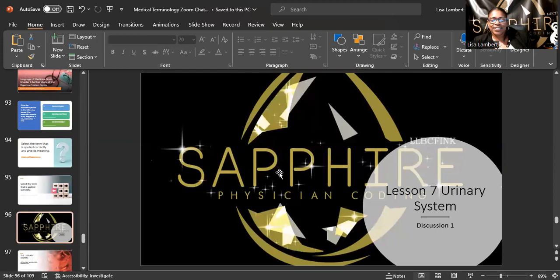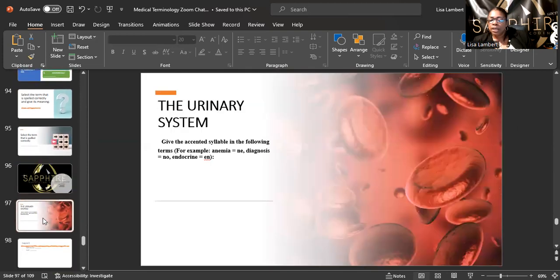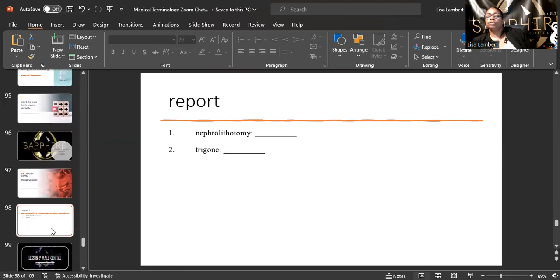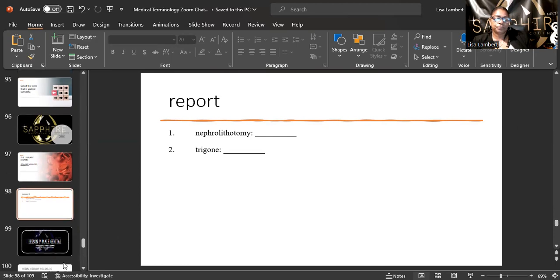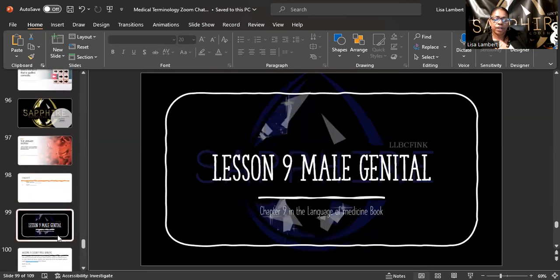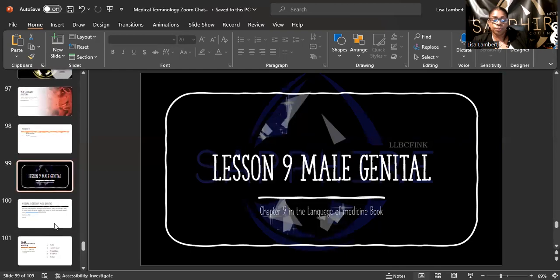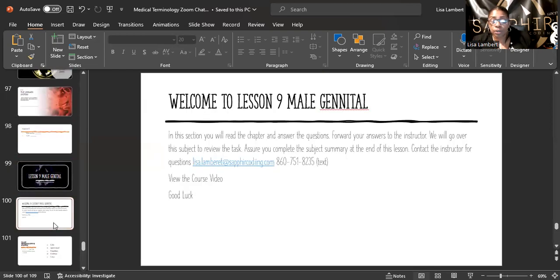Okay. So again, lesson 7 is urinary, the urinary system. You see, I'm just dropping things in here that you will be doing. Okay, give the accent to symbol. See, most of the chapters have the same philosophy as the other chapters. You just have different words. Lesson 9 is male genital. You see how much stuff we go through? We're going to go through all of these things. Well, you are going to read every single one of them because that's what we have to go through.